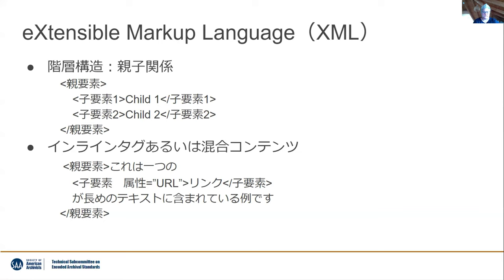The other possibility is that you might have so-called inline tagging or mixed content, where the parent element in itself can also contain text, and then child elements are only used to highlight specific parts of these texts. The example that I put here is a longer sentence, and within that sentence you want to highlight one thing as being a link to an external resource. That just gives you a little bit of an idea of how the XML can be structured. Next slide, please.